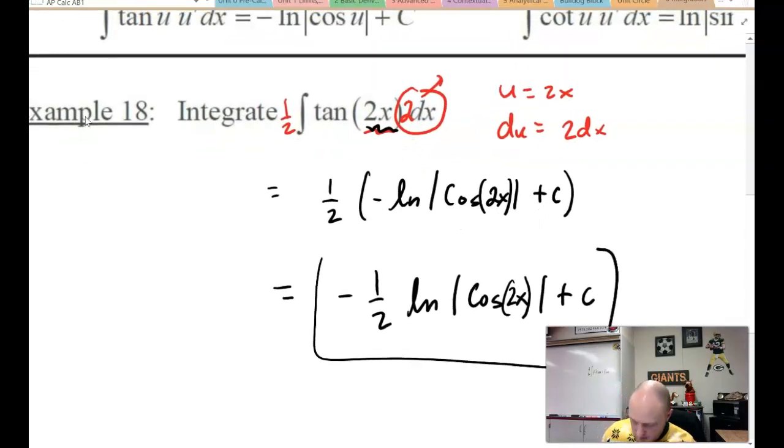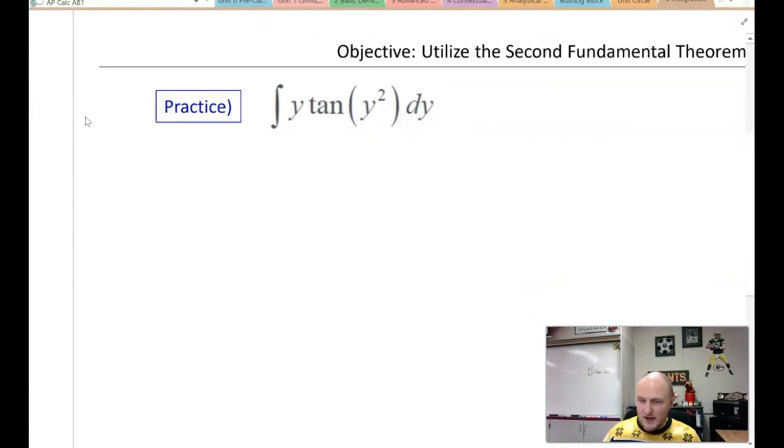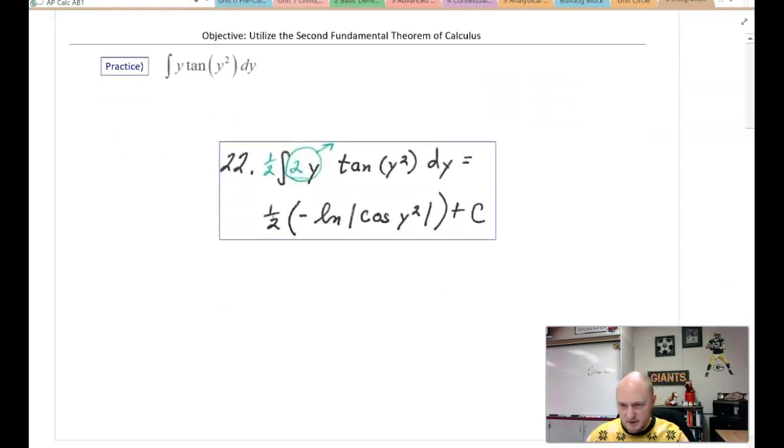All right, and that is it. Okay, I do have a practice problem for you. Pause the video, try this example. All right, hopefully you paused the video and utilized the inside function y squared as your u. So then du is 2y dy. You're going to have to introduce a 2 and then balance it and use that integral of tangent rule. So here is your answer.